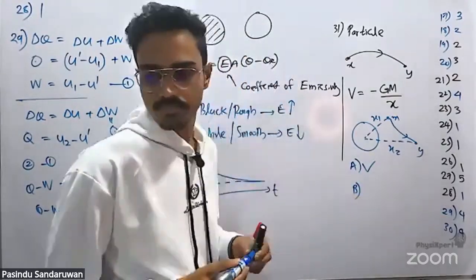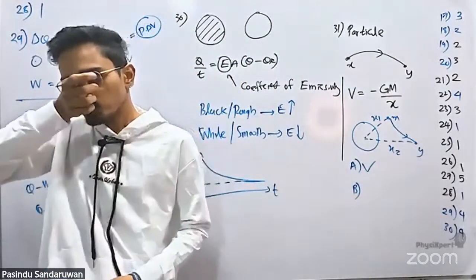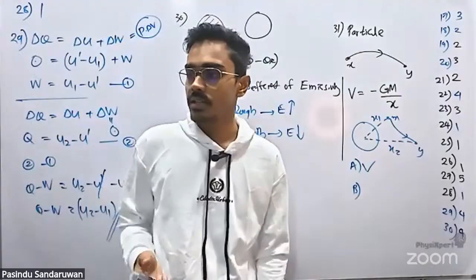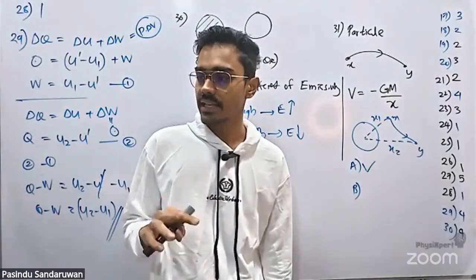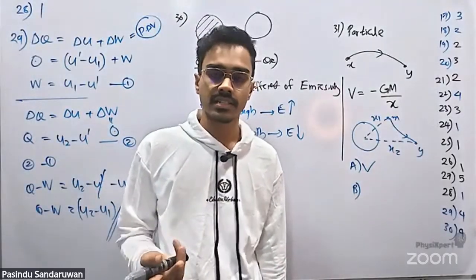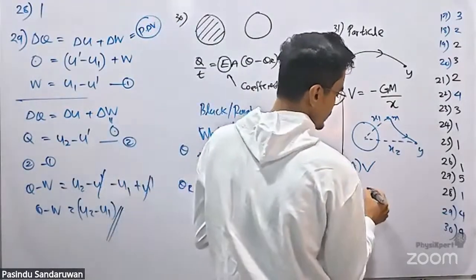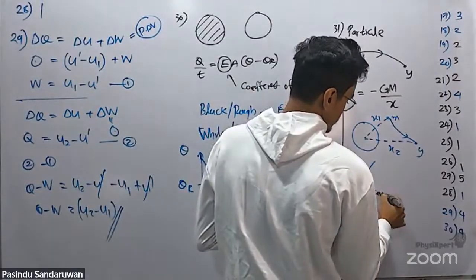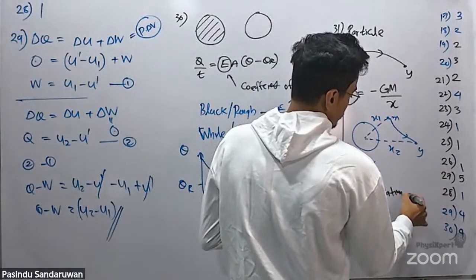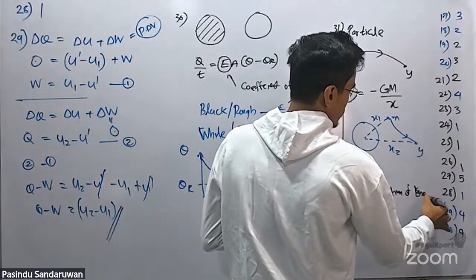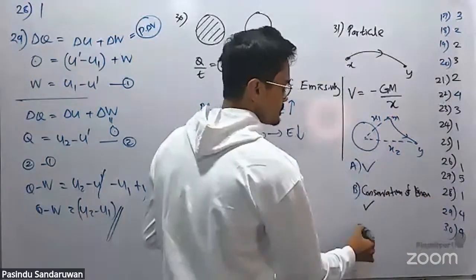B. The kinetic energy change of the particle between X and Y is equal to the potential energy change. Yes, that is actually the conservation of energy. So that is correct.